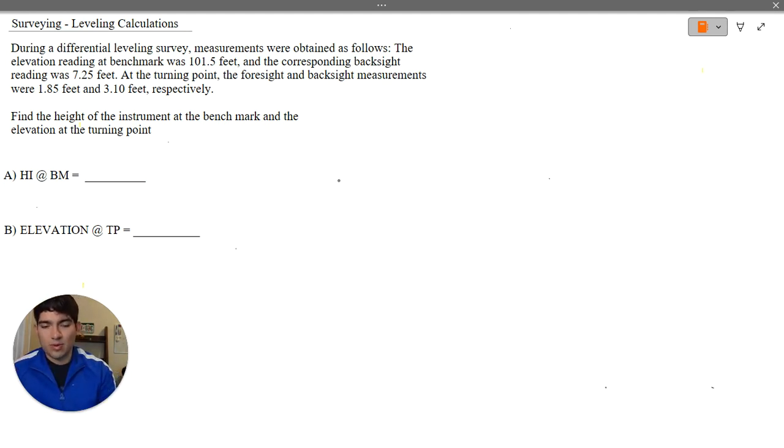What helps me remember it is this. It's station, and then over here it's elevation. So station, elevation, and then back sight, foresight, and then in the middle it's height of the instrument. That's just what helps me remember it. Station rhymes with elevation, and then back sight corresponds to foresight, and then the height of the instrument is right in the middle. So now we'll move on to filling in our table.